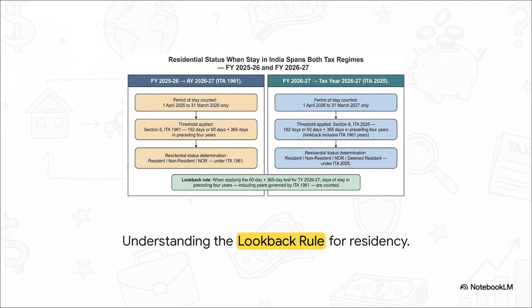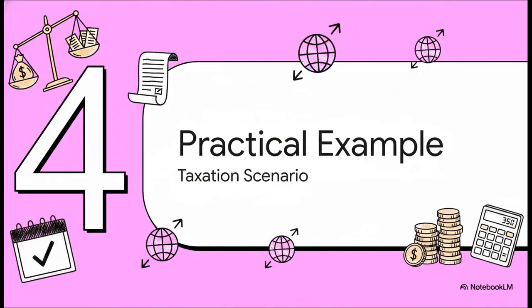For a tax year governed by the new 2025 Act, you might have to apply a test that looks at the previous 4 or even 7 years, like the 60 days plus 365 days in 4 preceding years test. The catch here is that you still have to count the days of stay in India during those preceding years, even though those specific years were governed by the old 1961 Act. So, the historical data seamlessly carries over to determine your current residency status. Pretty important detail, right? All right, let's move to Section 4 and look at a practical taxation example.